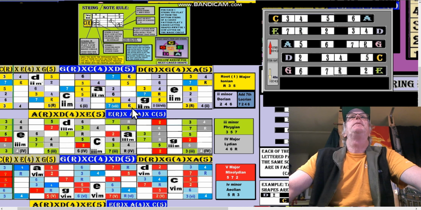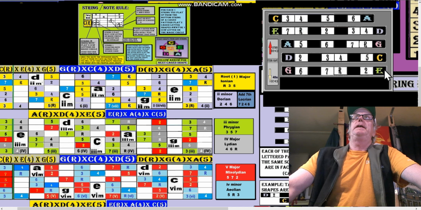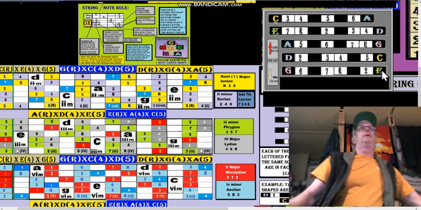So say we want to play a root chord. So we want to play 5 root 3 up here. We just want to go to the chord. Then obviously you would play the E pattern there.